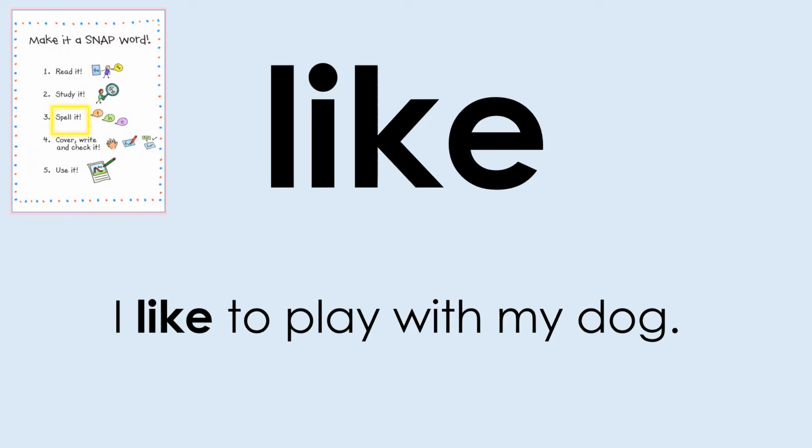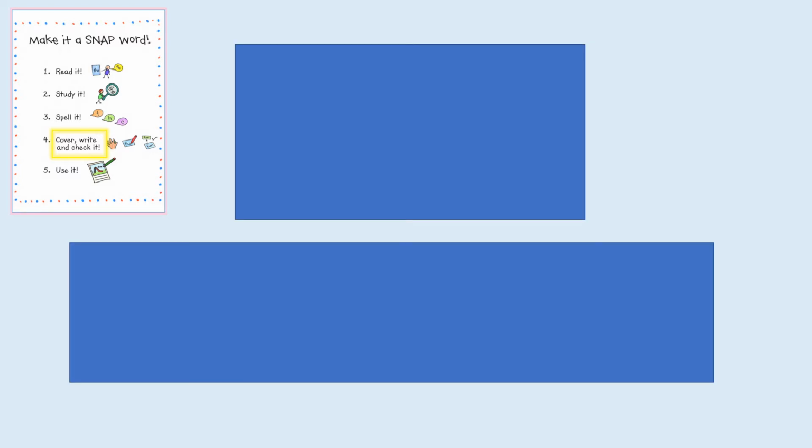Now let's spell it. Get your voice ready. L, I, K, E, like. Okay, friends, now we're going to be covering the word and you're going to write it and check it. So get your cameras out and take a picture of the word like. Take a picture. Like, like, like. And now you try it. You can either write it if you use a paper or pencil, or you can write it in the air.